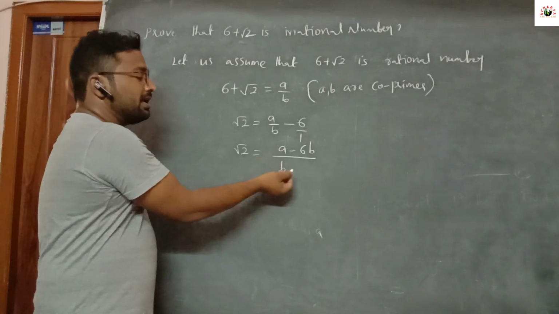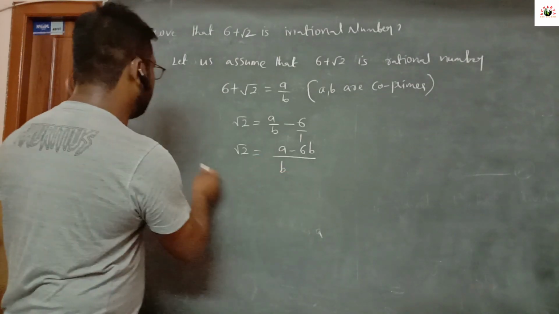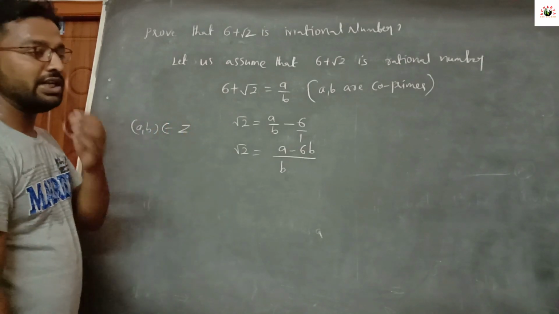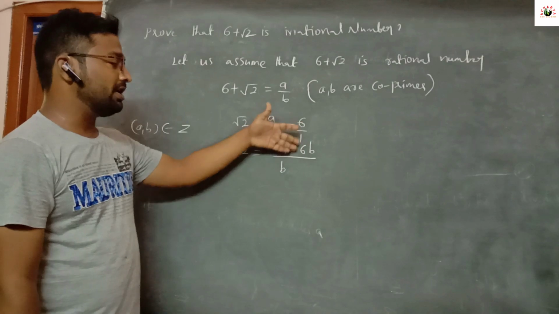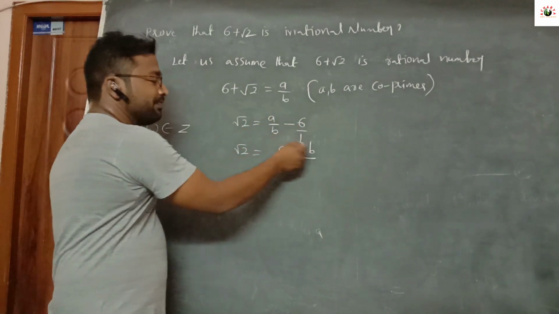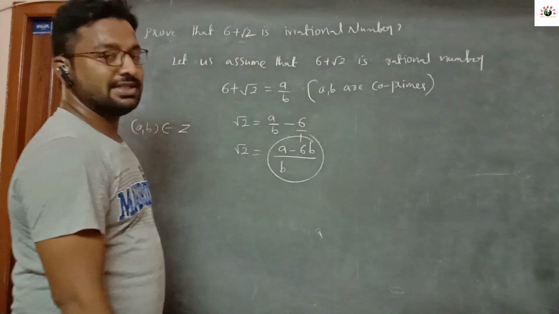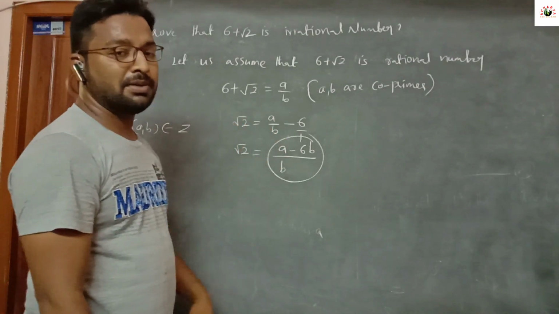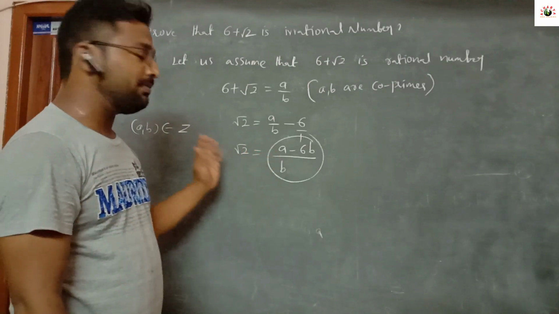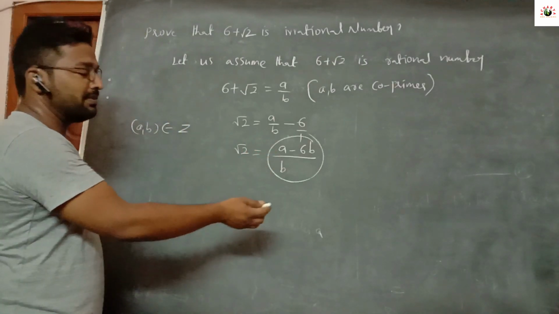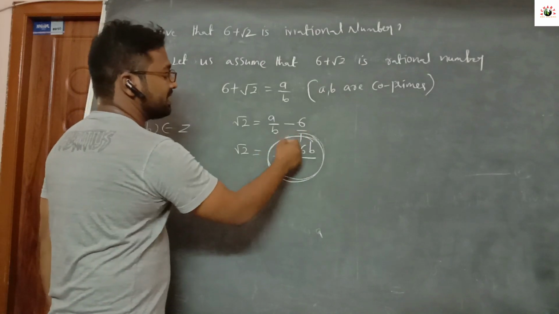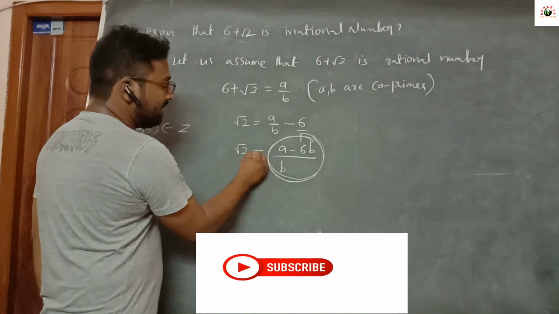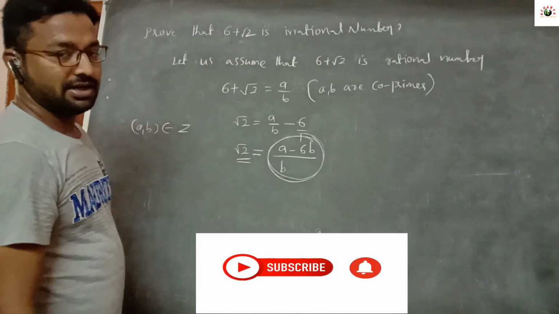Here we know a, b are co-primes and belong to integers. Since a and b are integers, it must be in the form of p by q. So this is a rational number. Why? Because it is in the form of p by q, and a, b are co-primes and belong to integers. According to those statements, this expression is a rational number. This rational number is equal to root 2, which is an irrational number.